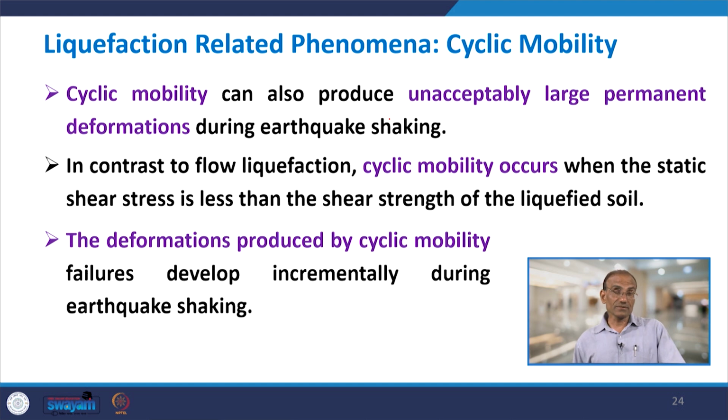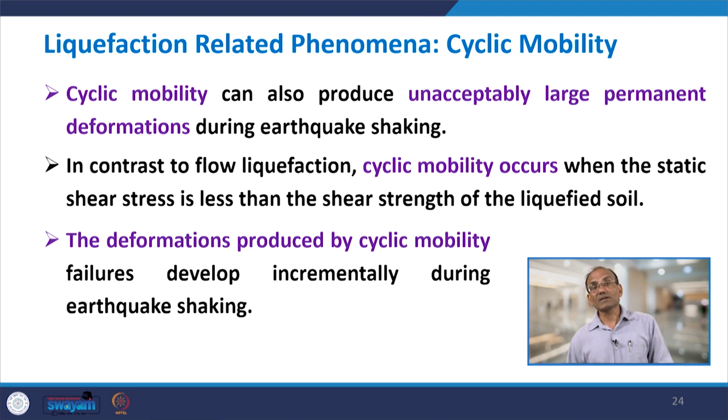For now let us discuss cyclic mobility. This can also produce unexpectedly large permanent deformation during earthquake shaking. In contrast to flow liquefaction, cyclic mobility occurs when the static shear stress is even less than the shear strength of the liquefied soil. The deformation produced by cyclic mobility failures develops incrementally during earthquake shaking.